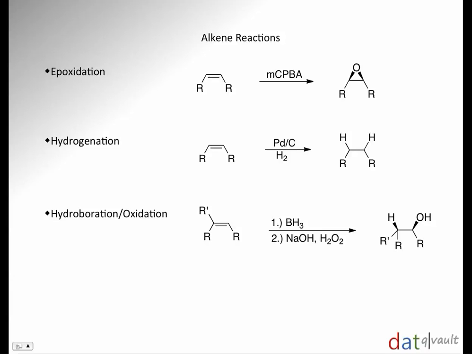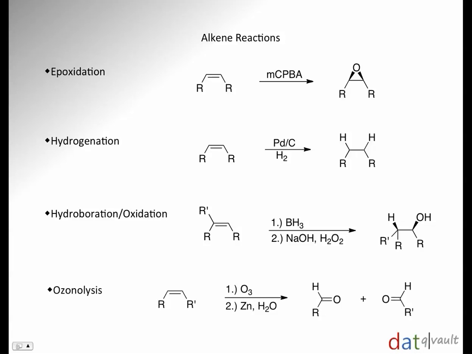Third reaction that we're going to look at is a hydroboration followed by an oxidation. In this reaction, we're going to add an OH to an alkene with the use of borane and then a peroxide and base to get an anti-Markovnikov addition of an alcohol across an alkene in a syn fashion. The last reaction that we're going to look at with alkenes is an ozonolysis reaction, which is the use of ozone and then zinc to basically break an alkene in half and add a carbonyl to each side of the alkene.